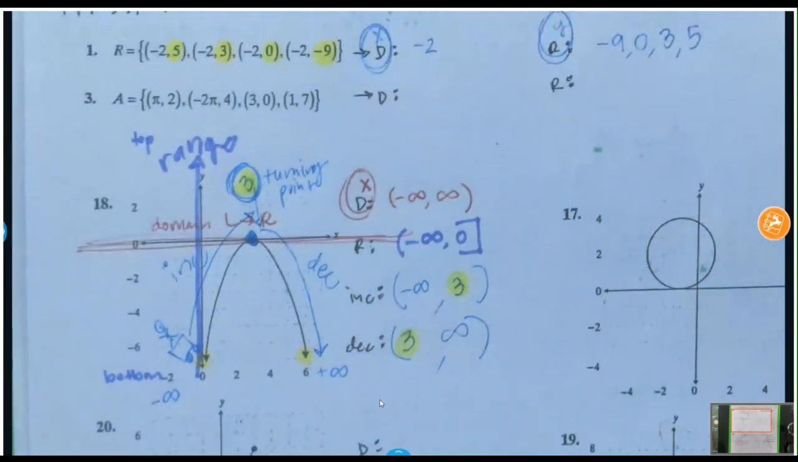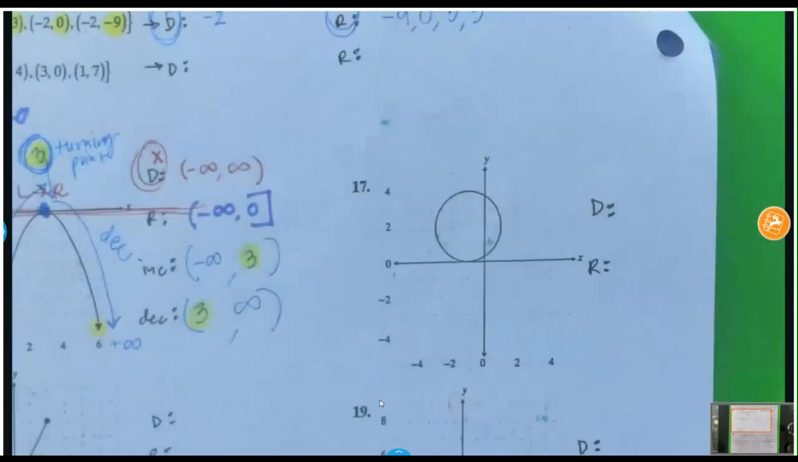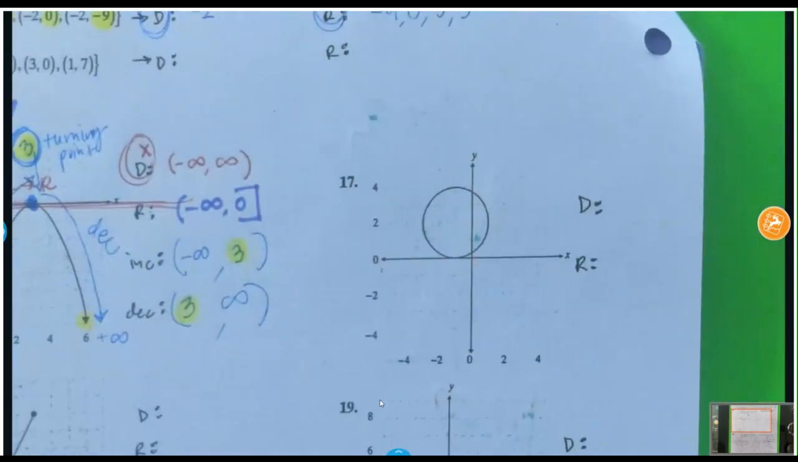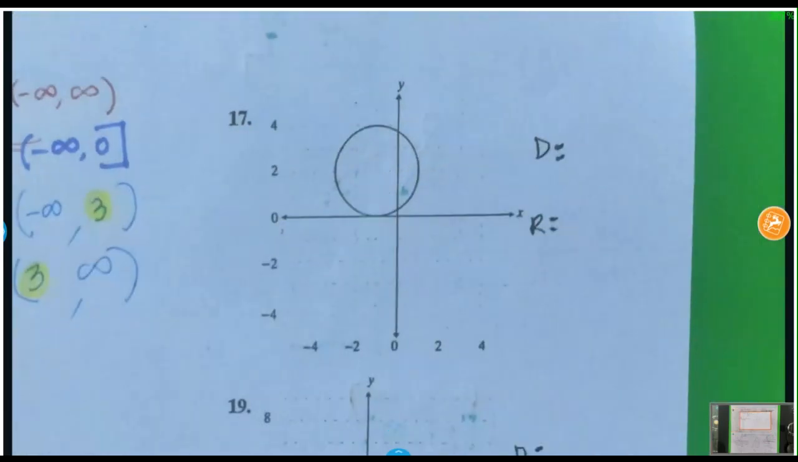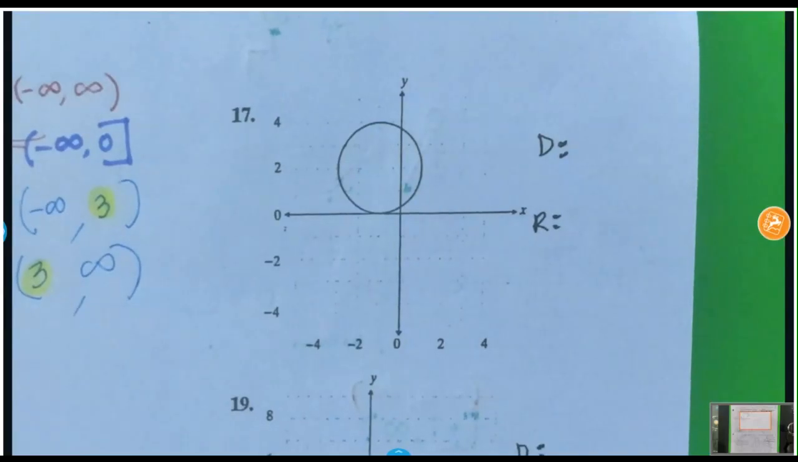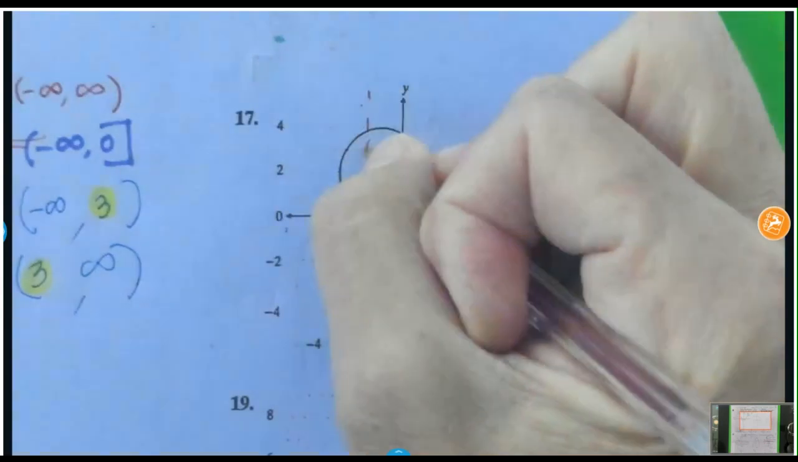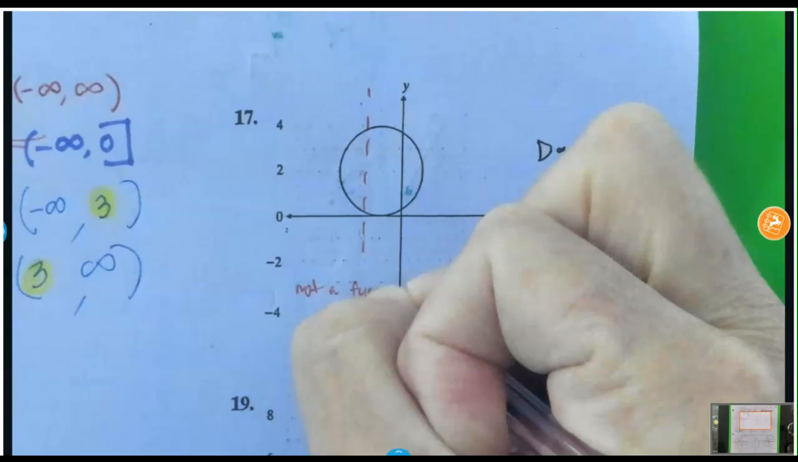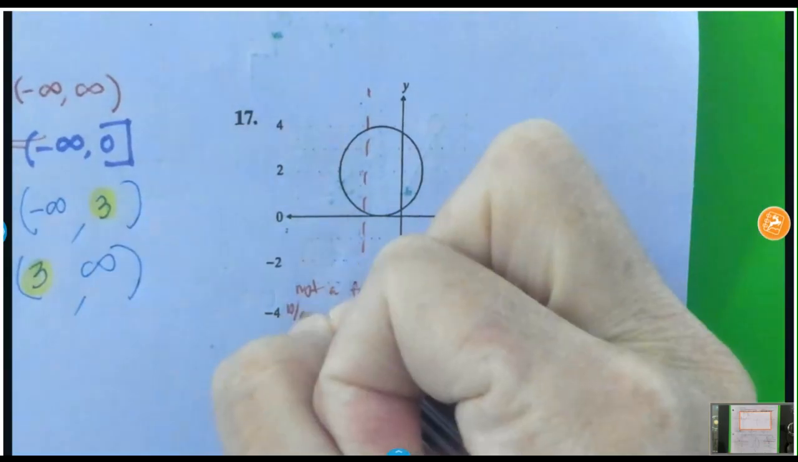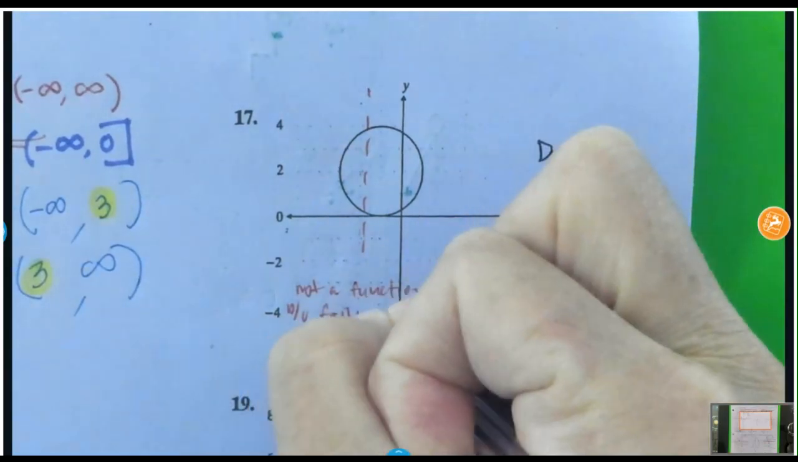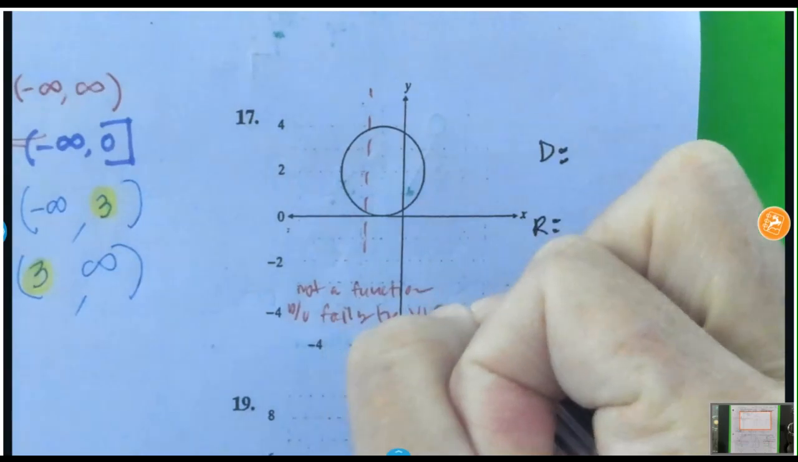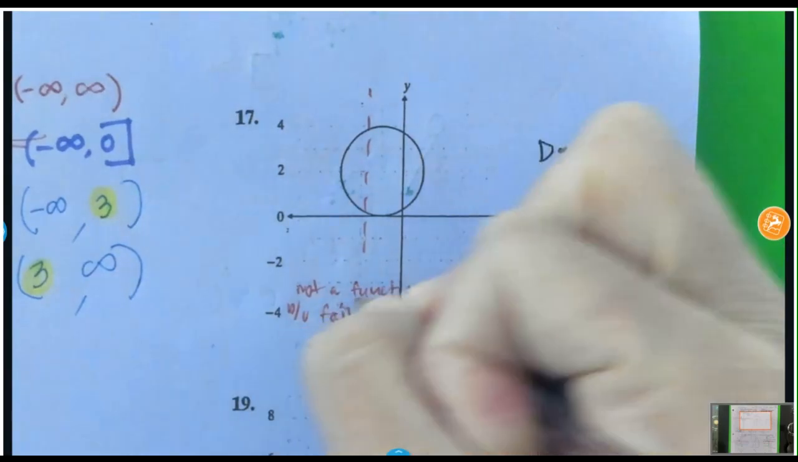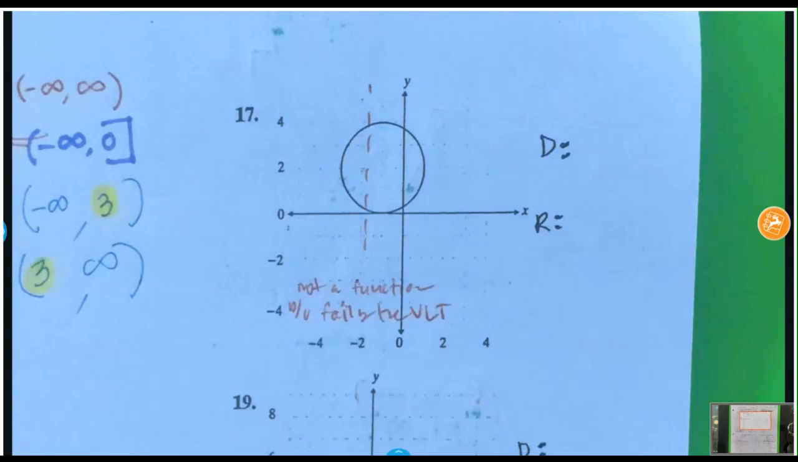All right, let's try 17. We haven't done one like 17. Zamarian, what shape is 17? Is it a function? No, it doesn't ask this question, but this is not a function because it would fail the vertical line test, because it fails the VLT. That is not a function. We studied that yesterday.